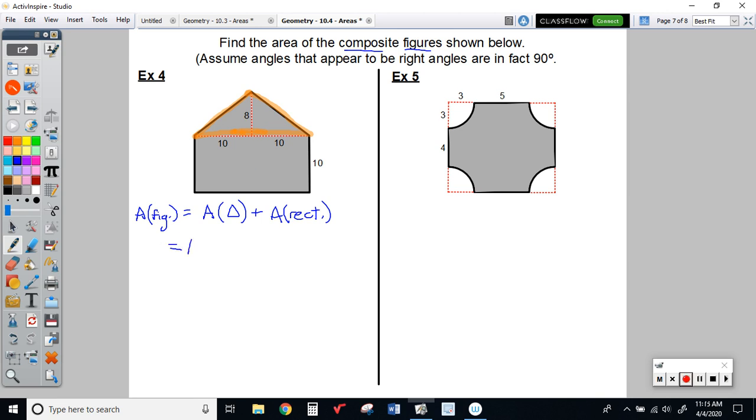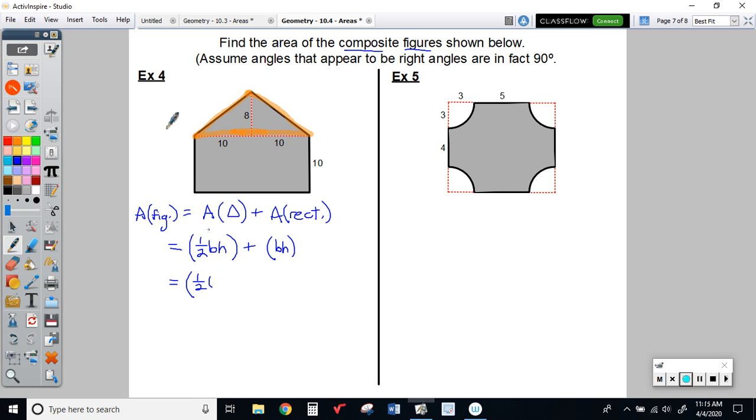So the area of a triangle is going to be 1/2 base times height. So I'm continuing to be in that habit, and please consider strongly doing the same thing yourself. Be in the habit of writing the formula out in general and then plugging in the numbers from there. 1/2 base times height for this triangle, and then a rectangle is just base times height. So for the base of the triangle, it would be 10 plus 10.